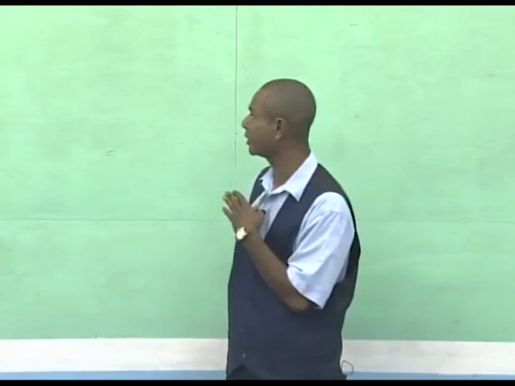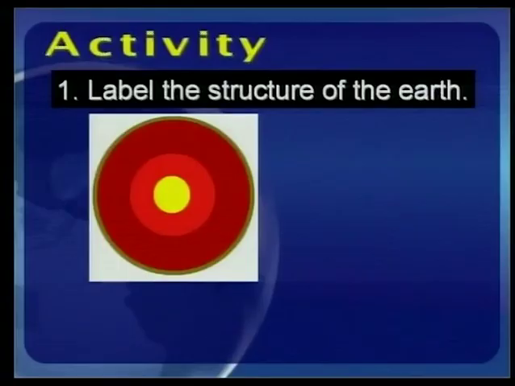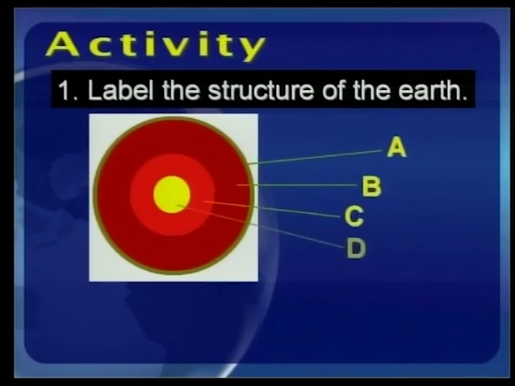Let's have a look at the diagram on our picture. If the earth was cut into half, we would have, scientists believe that there are 1, 2, 3, and 4. So there are 4 layers. Scientists believe that there are 4 layers of the earth.